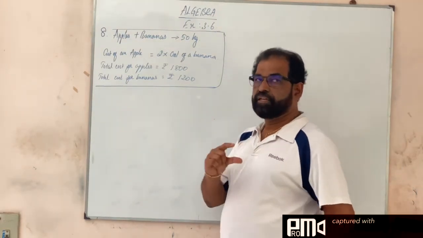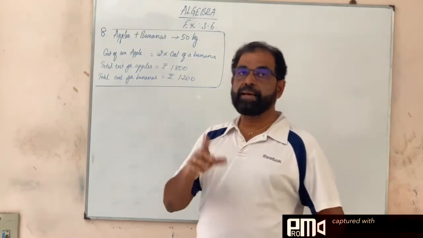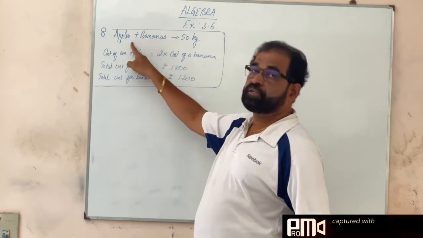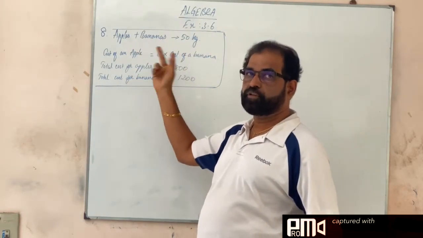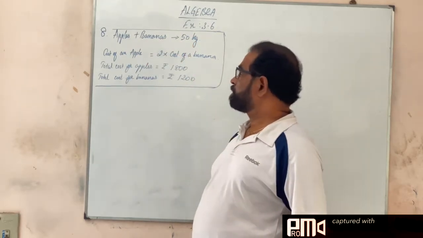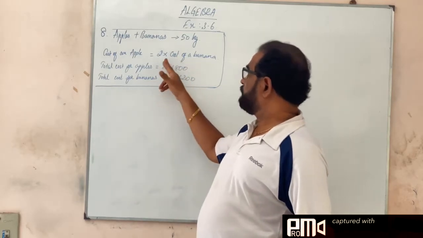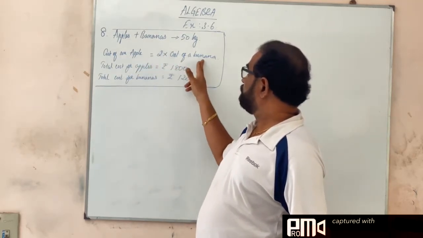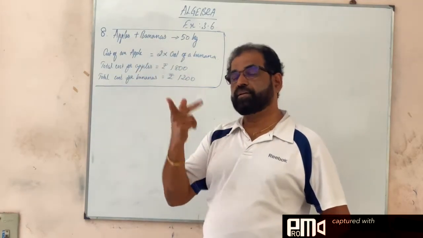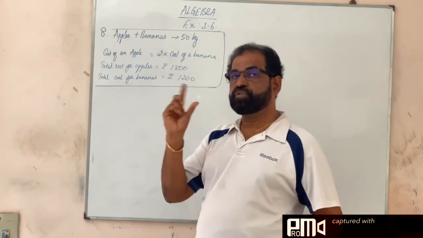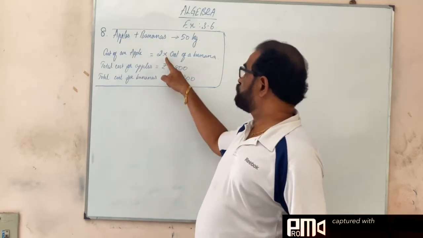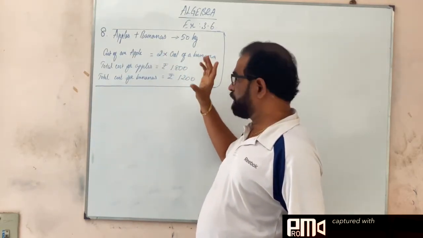One girl by name Inia bought apples and bananas. Total weight is 50 kg, apples plus bananas, 50 kg in total for both. And then she paid 2 times the amount of a banana for an apple. That means the cost of an apple is 2 times that of a banana. Okay, she paid like that.